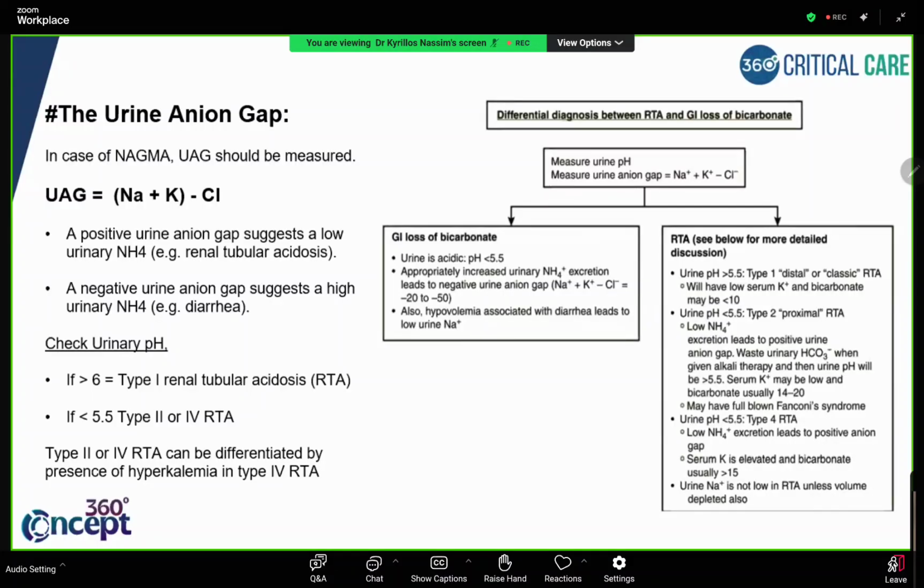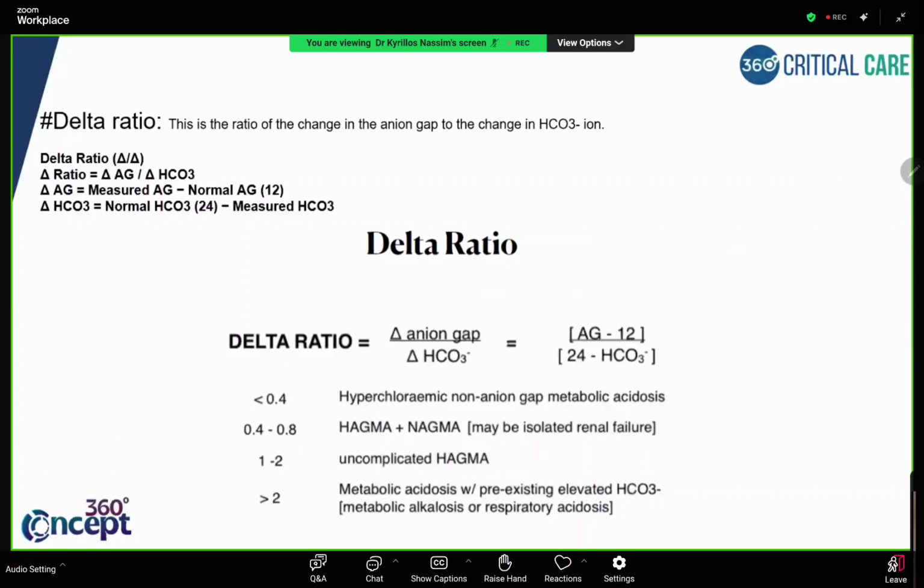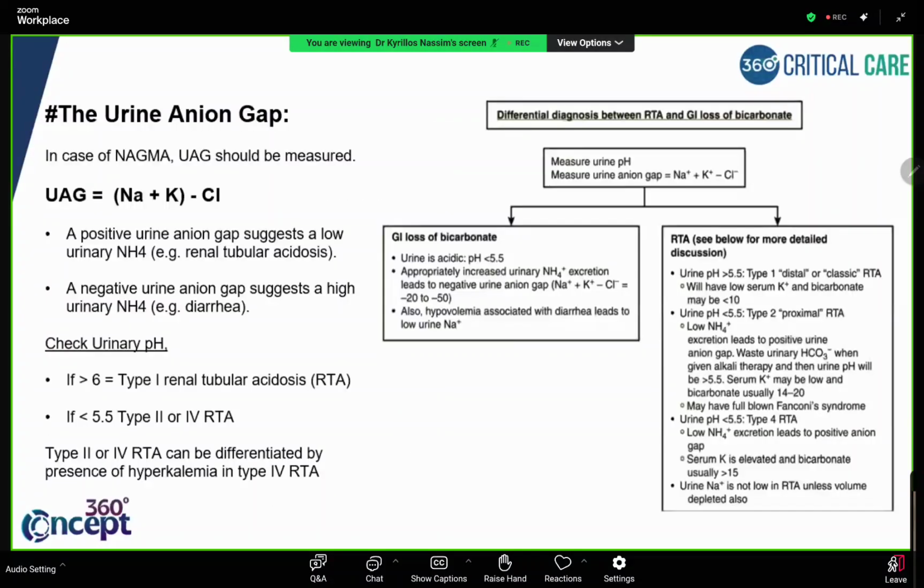When should I measure the urine anion gap? If I have measured the delta ratio and the ABG shows that it is normal anion gap metabolic acidosis, I repeat again, it is normal anion gap metabolic acidosis, I should for sure measure the urine anion gap, which is sodium plus potassium minus chloride. And we have two ways here. It is positive or negative.